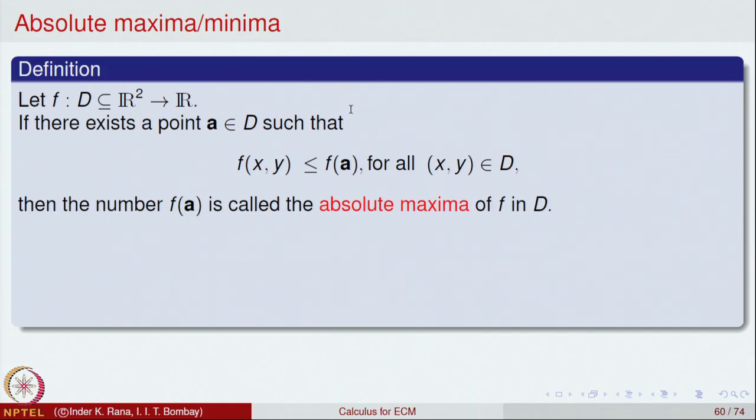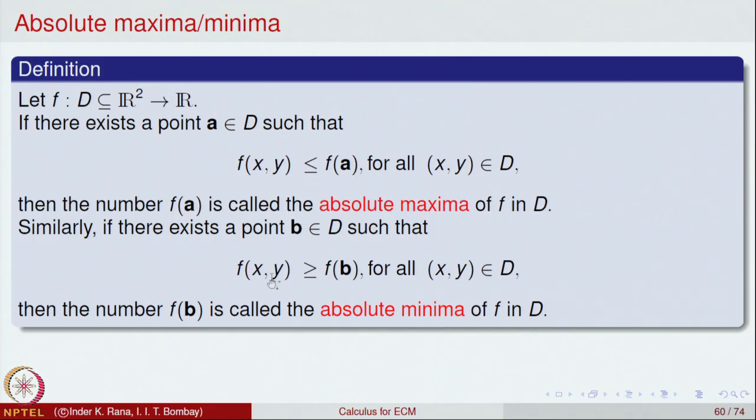Like one variable, we can also look at functions of two variables and define what is called an absolute maxima or an absolute minima of the function in the domain. So, f is a function defined in a domain D in R2 to R. A point A in the domain D is called a point of absolute maxima if f of A is bigger than or equal to f of (x, y) for all (x, y) in the domain. So, it is a global property. For all values in the domain, f of A is the value which is the largest. So, this is called absolute maxima, and the point A is called the point of absolute maxima.